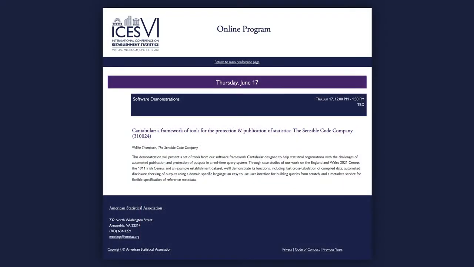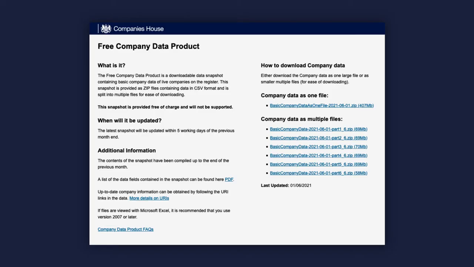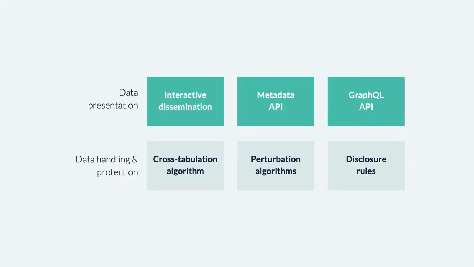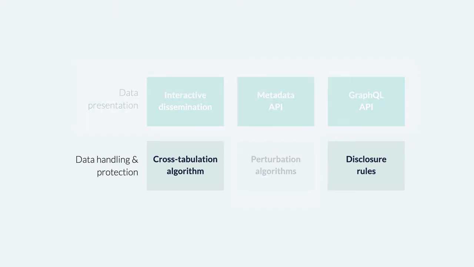We recently created a demo of our software for the International Conference on Establishment Statistics, using data for 4.9 million active UK companies from Companies House. In this video, I'm going to focus on part of our software that automates checks for disclosure risks, using a disclosure rules language we've created.